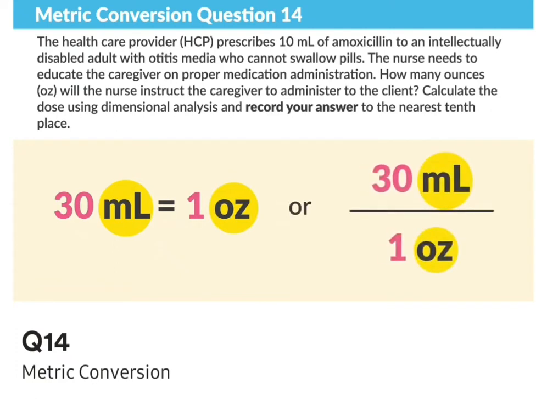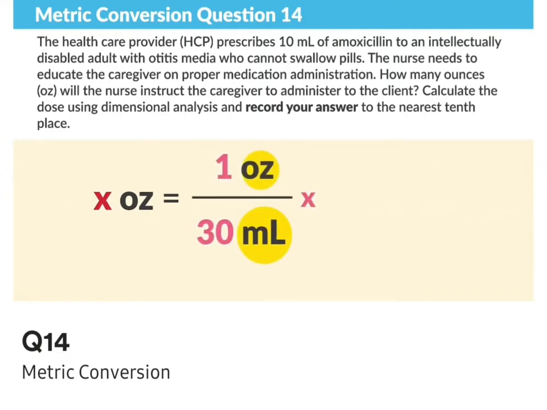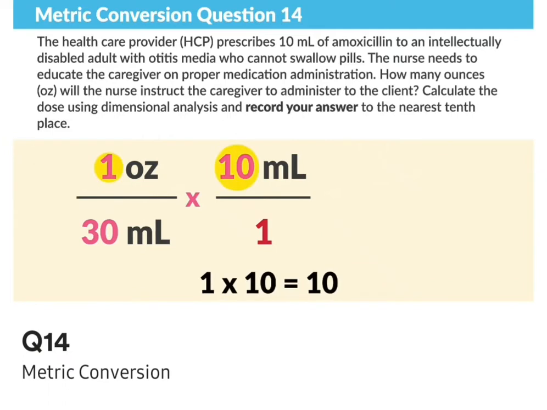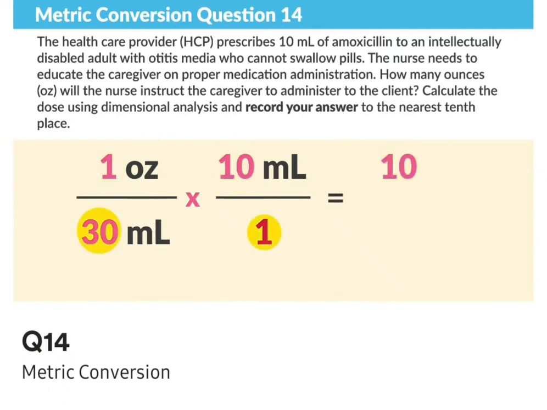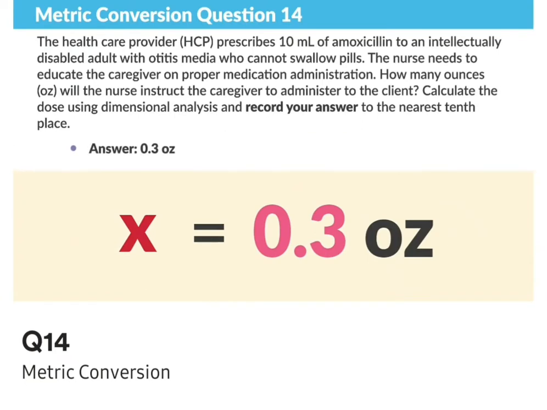And always think, what are we trying to calculate for? We're trying to calculate for ounces. So put X ounces equals 1 ounce over 30 mLs times the 10 mLs because that was given to us in the question. Now we simply multiply across. So 1 times 10 is 10, and 30 times 1 is 30. Okay, so we have 10 on top and 30 on the bottom. Now we simply divide. So we get the grand total of 0.3. So our correct answer here is 0.3 ounces.